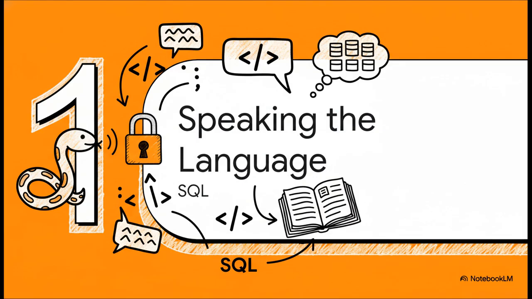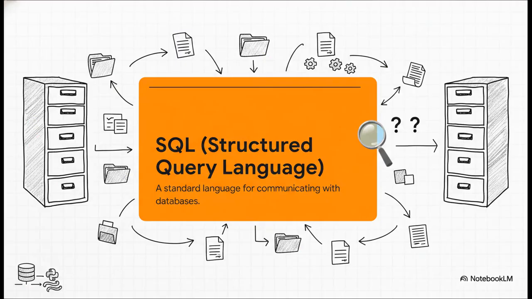Okay, so we've got our Python script on one side, and we have our database on the other. But how do they actually talk to each other? They need a common language, right? And it turns out there's a universal standard for just about every database out there. And that language is SQL, which stands for Structured Query Language. Honestly, the best way to think about it is like this. If your database is a digital filing cabinet, SQL is the language you use to tell it what to do.